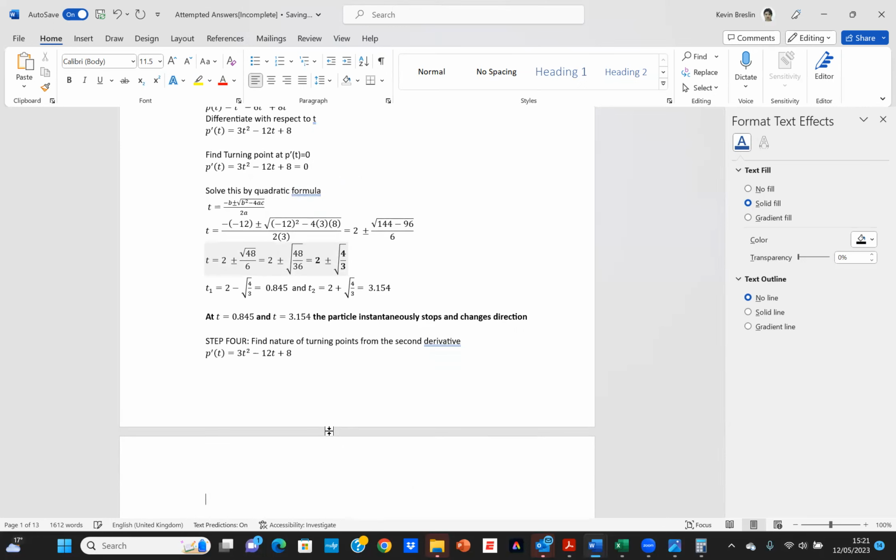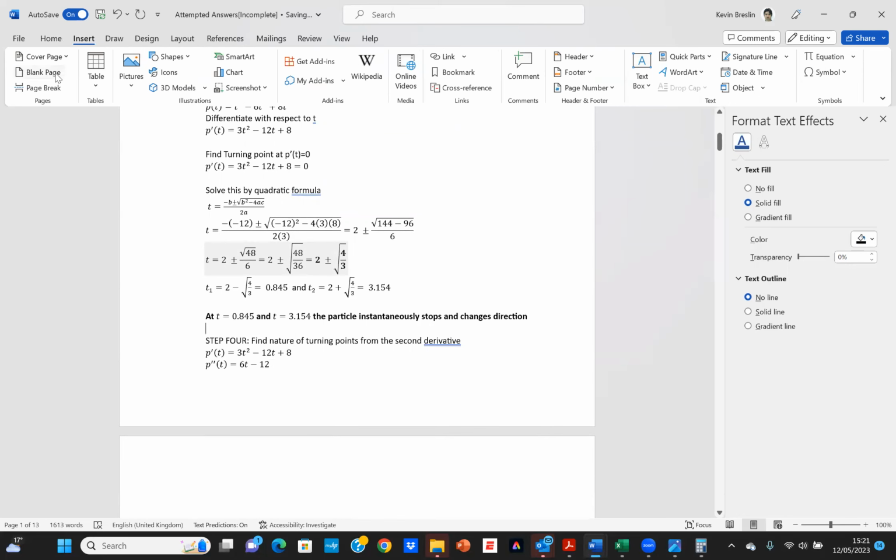Know that, then we know the general way a second derivative is done. C minus 12. I'm just going to give that a bit of a page break.